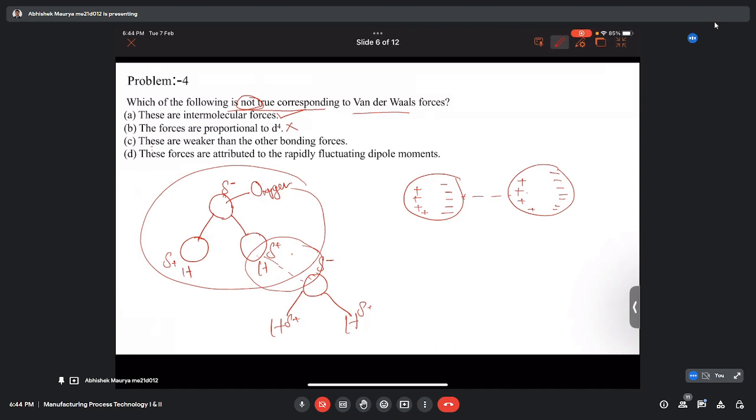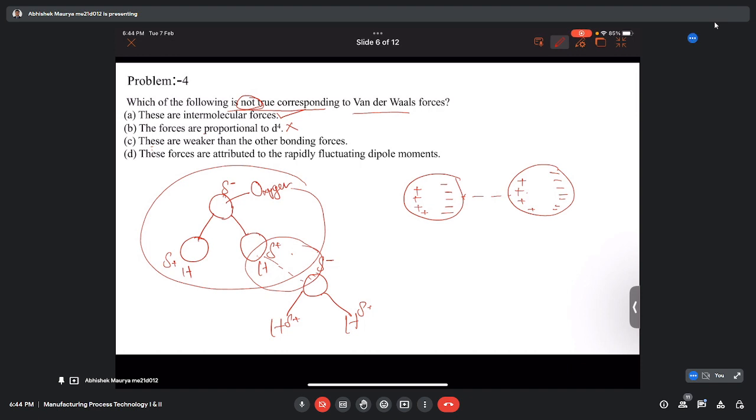If you see covalent bonding, sharing of electrons takes place. So those are very strong bonds. And because they are having a weak magnitude of forces between them, that's why the materials which have higher van der Waals forces, their melting point is low.